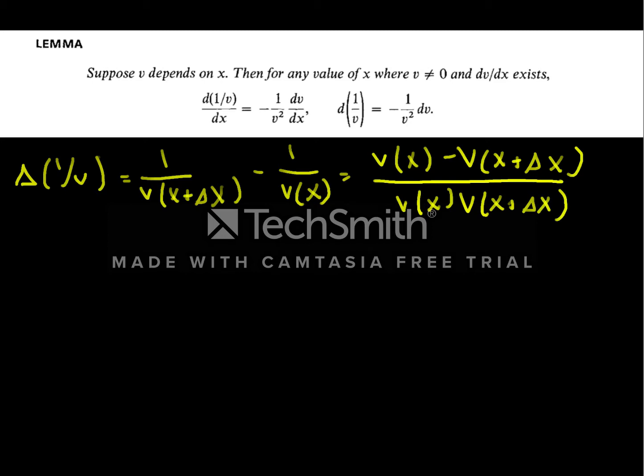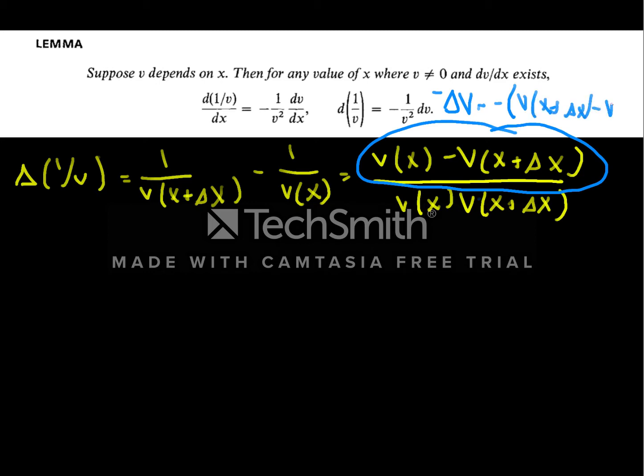And notice that the numerator is almost the change of v. It's backwards, right? The change of v is always you evaluate at x plus delta x and subtract v of x. So this just has a negative sign in front of it. So this whole term right here is negative delta v, right? Which would be negative v of x plus delta x minus v of x. So the numerator is negative delta v, and so we will use that in computing our derivative.